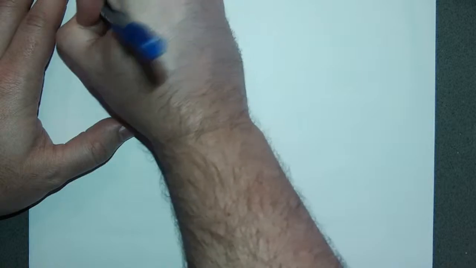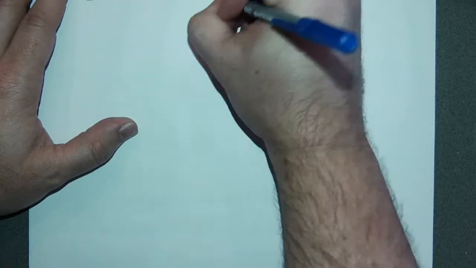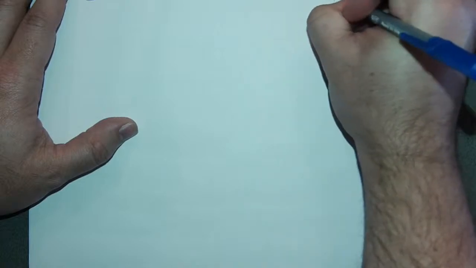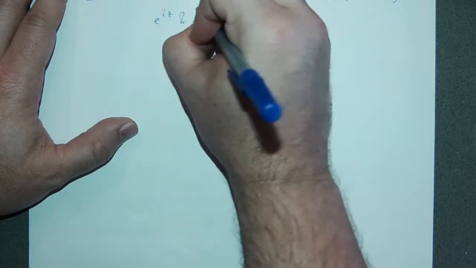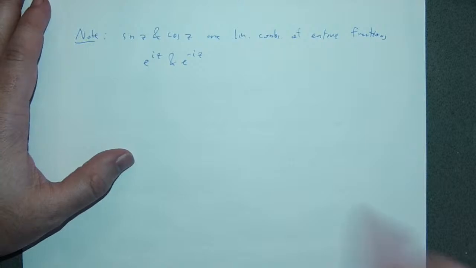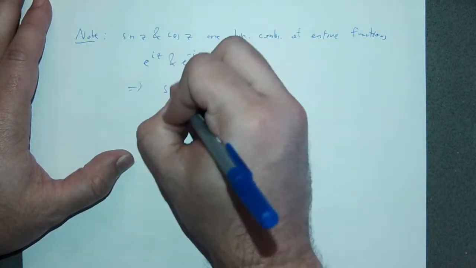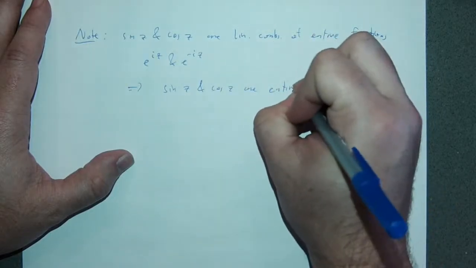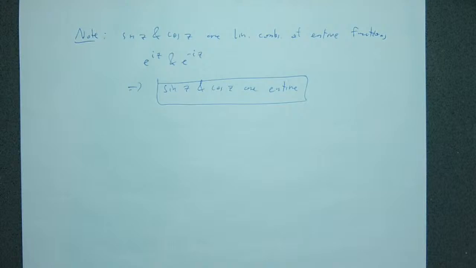So note, sine z and cosine z are linear combinations of entire functions, e to the iz and e to the minus iz. These are both entire. That doesn't take too much to show. These are linear combinations of these entire functions, and so sine z and cosine z are entire themselves. All right, so no branches required here.